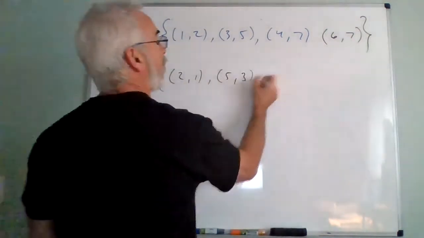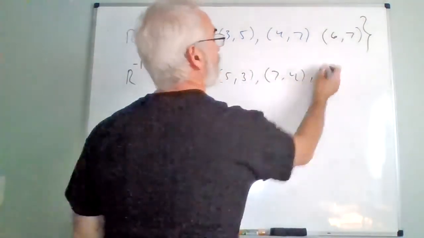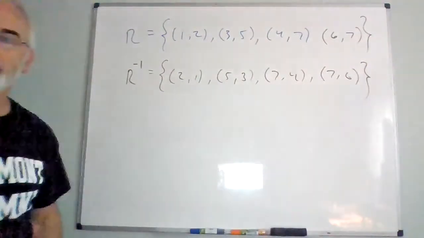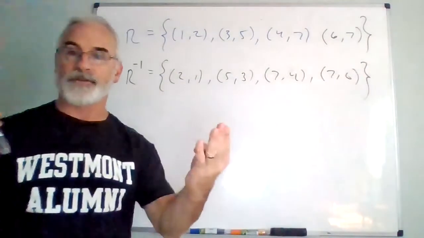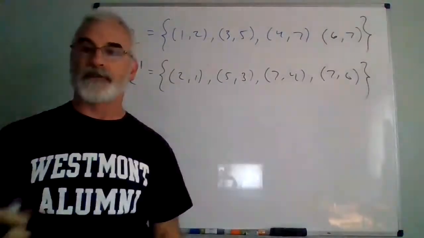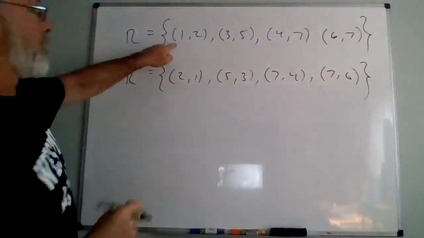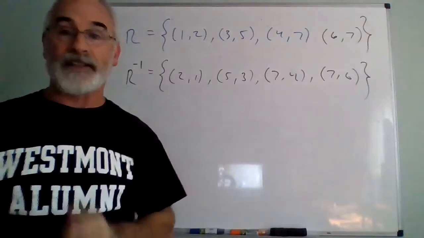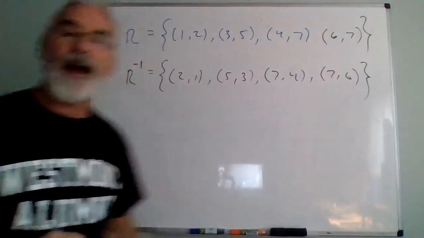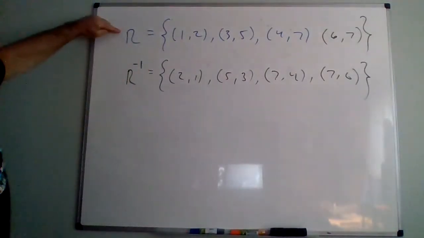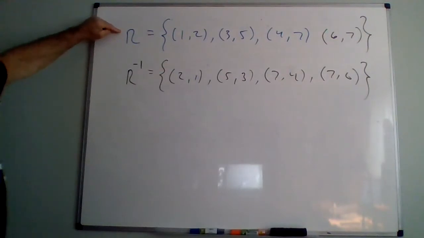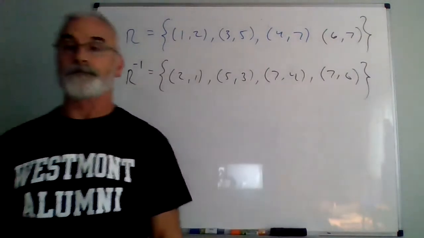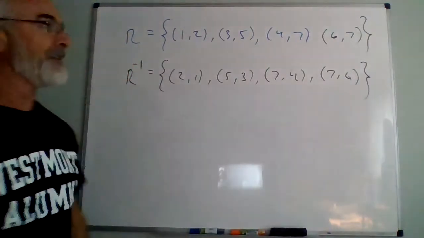This is, by the way, the formal definition at every level of mathematics. The definition of the inverse of a relation is input and output just simply swapped places. My inputs were 1, 3, 4, 6. Now those became my outputs. So that's the definition of inverse. Now, this R here is absolutely guaranteed to be a function. Is R inverse a function? No.